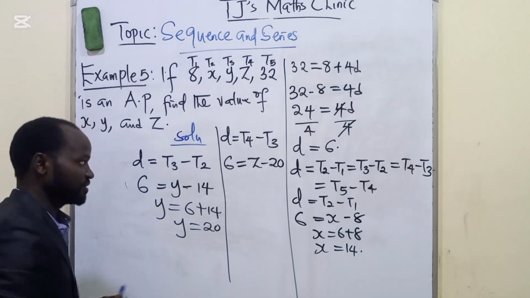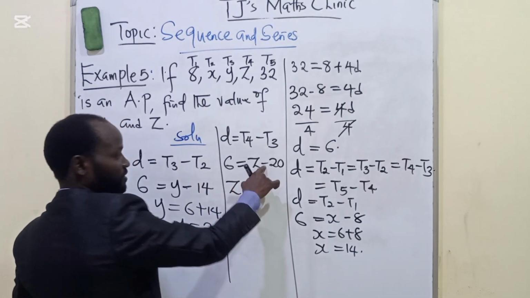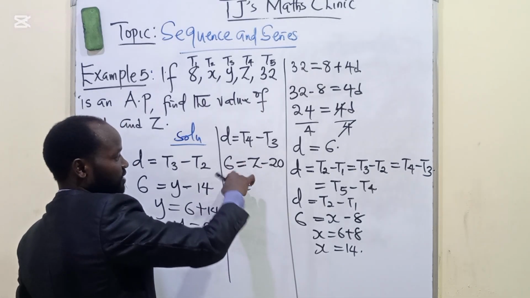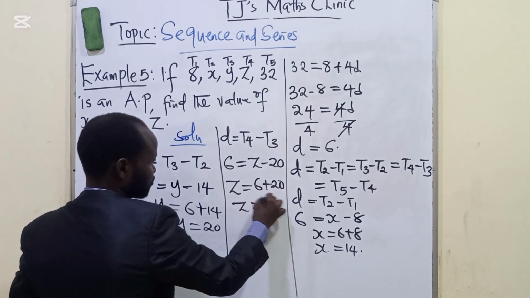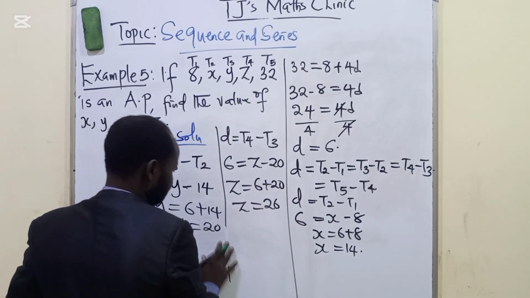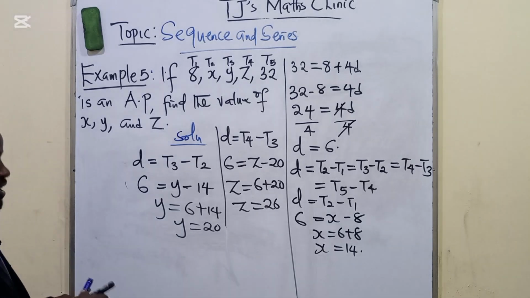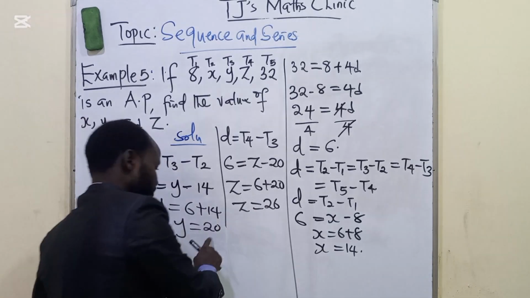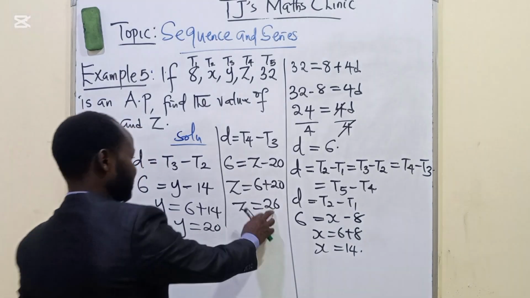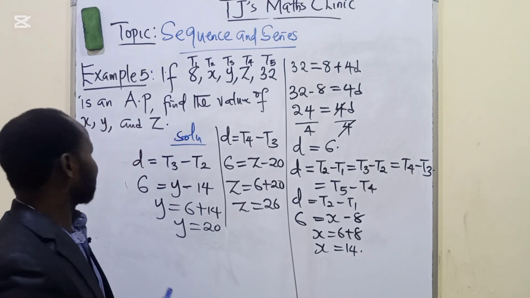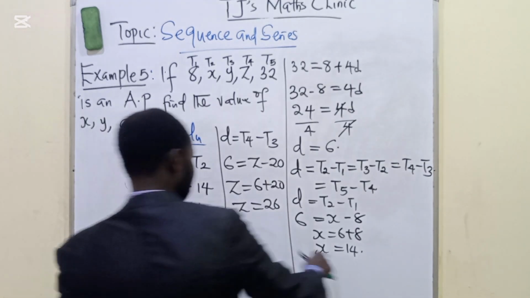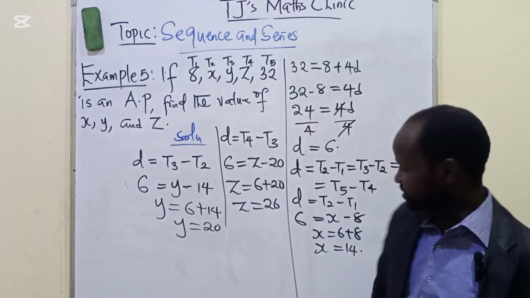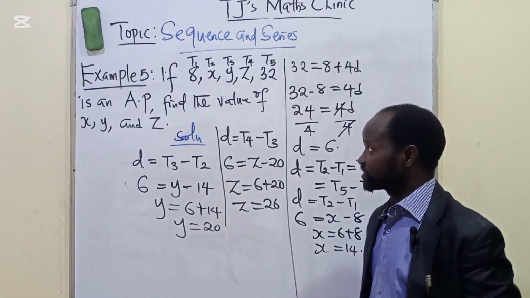We collect like terms. z will be equal to 6 plus 20, because we transfer the minus 20 to the other side and it becomes plus. Then z is 26. Very important. So x is 14, y is 20, and z is 26. We are asked to find the values of x, y, z. So these are the solutions. x is 14, y is 20, z is 26.